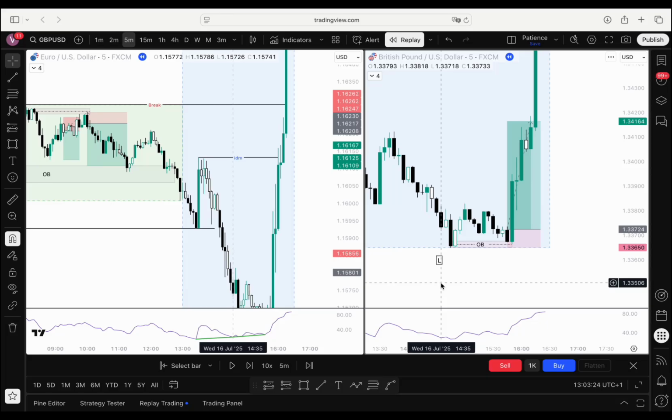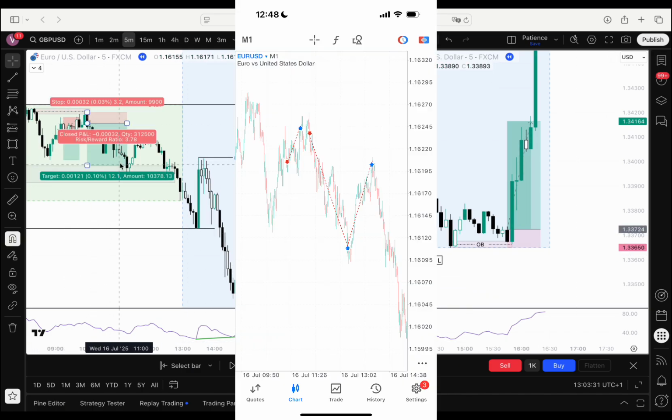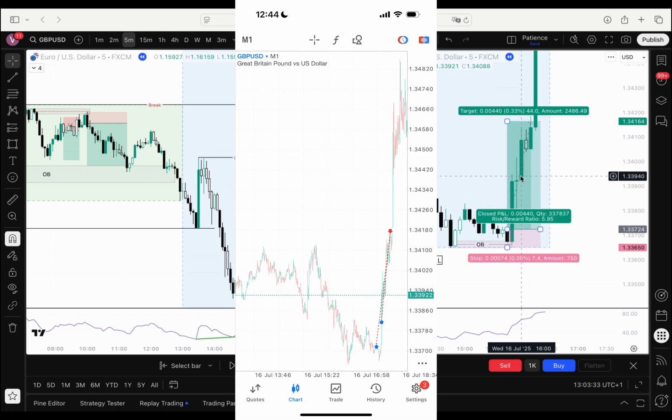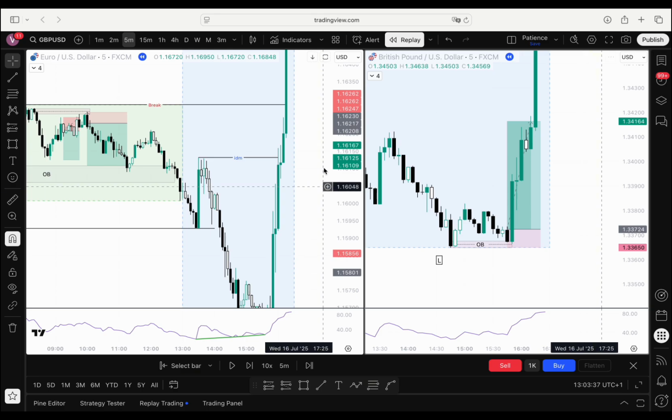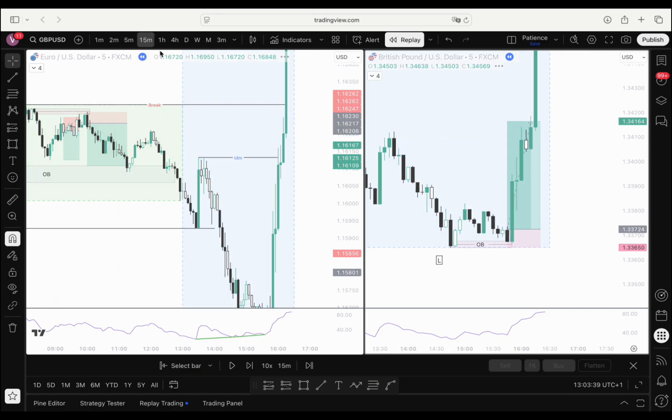Today I'd like to review the trades I took yesterday, on the 16th of July, where I made a combined ARA of 9.7 across these three trades. So I took two short positions on EURUSD, and then I took one long position on GBPUSD that resulted in nearly 6 ARA. So let's begin with EURUSD, and I'll show you the logic for me going for the short positions.